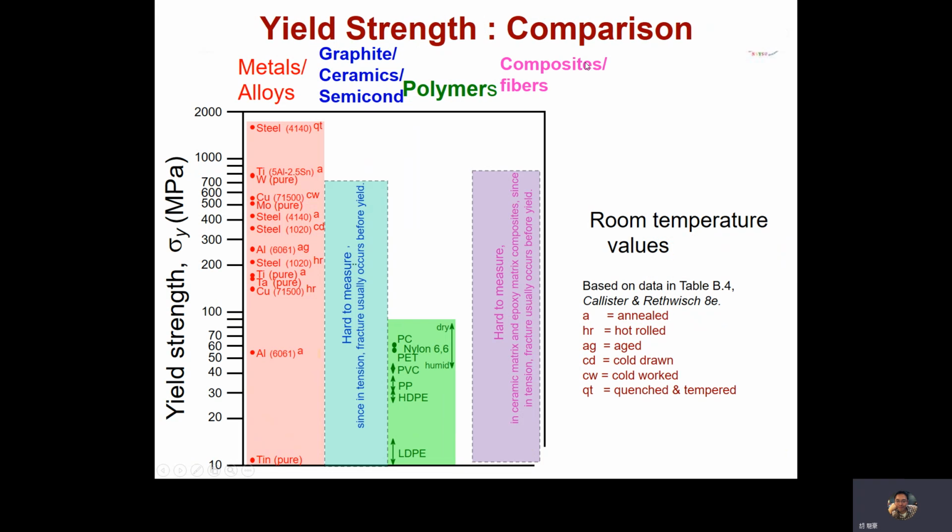Okay, let's compare the yield stress of different types of materials. What we can find is that metals and alloys have a higher yield stress than ceramics and polymers, right? So that means the metals are more ductile compared to ceramics.